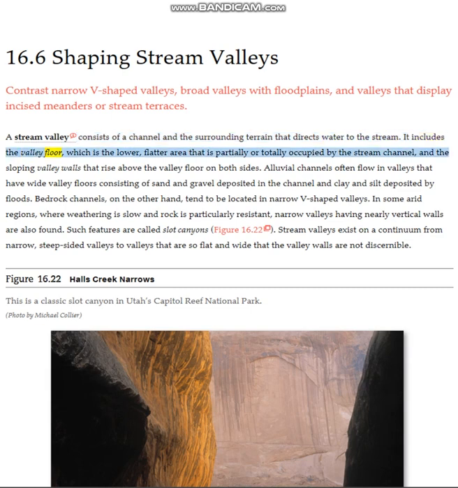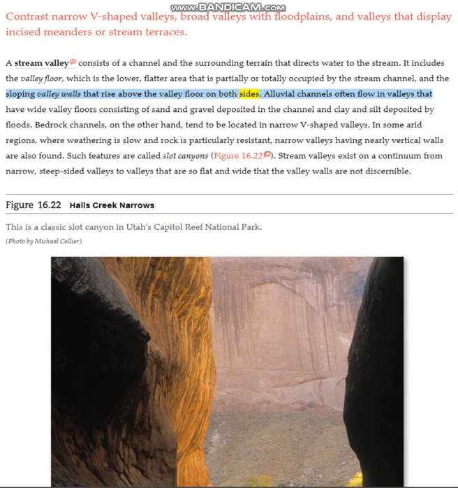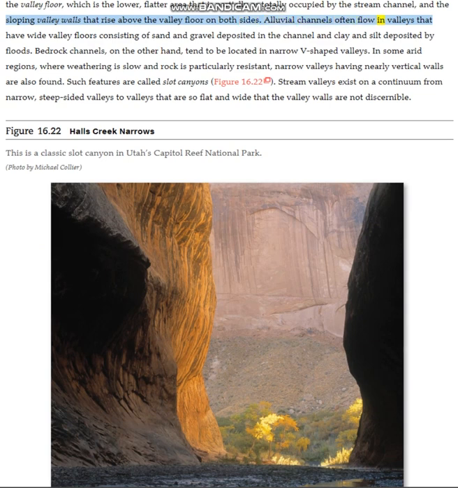It includes the valley floor, which is the lower, flatter area that is partially or totally occupied by the stream channel, and the sloping valley walls that rise above the valley floor on both sides. Alluvial channels often flow in valleys that have wide valley floors consisting of sand and gravel deposited in the channel and clay and silt deposited by floods. Bedrock channels, on the other hand, tend to be located in narrow V-shaped valleys.